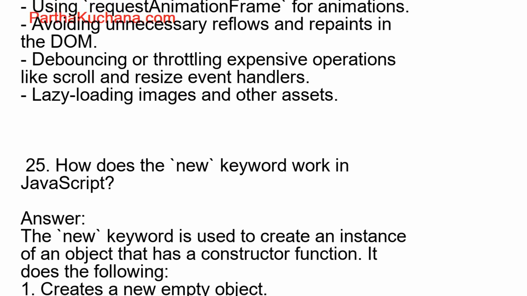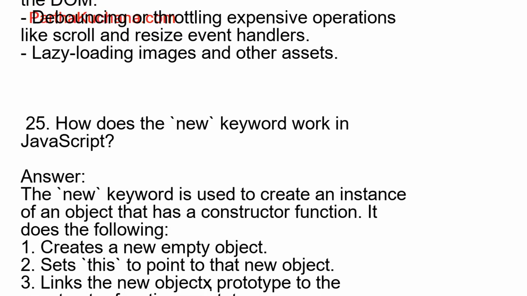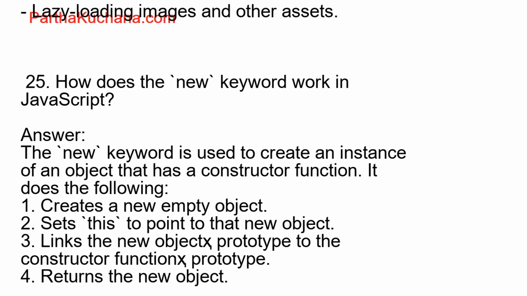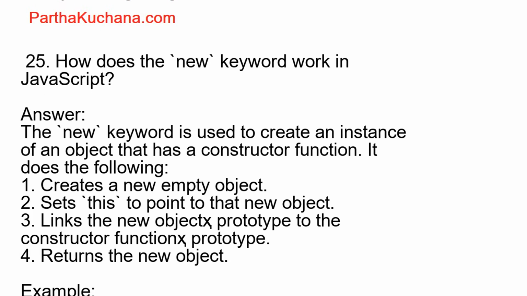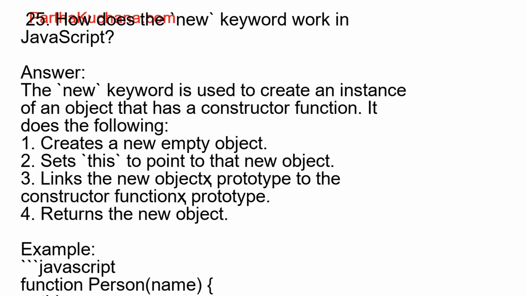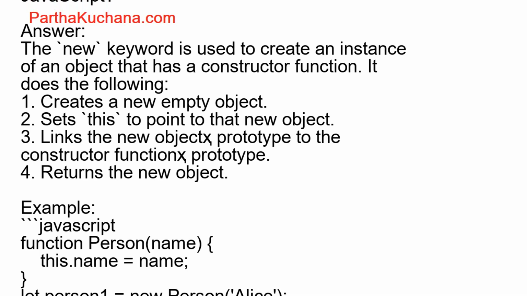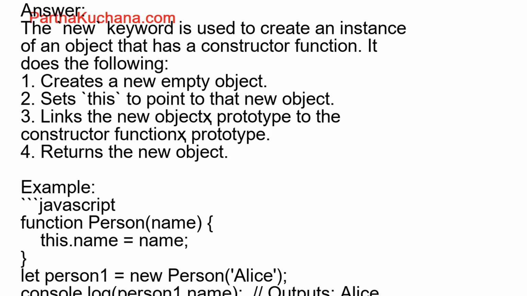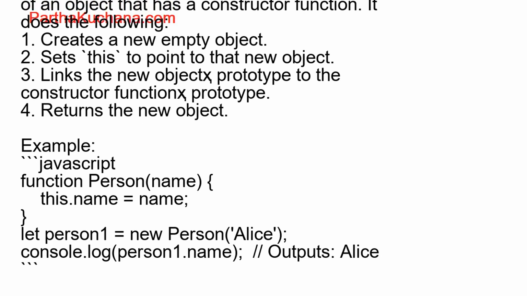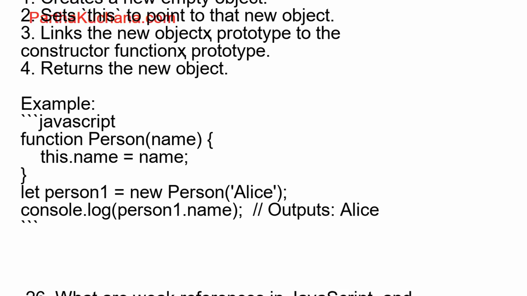A weak map is a collection of key/value pairs where keys must be objects and the values can be arbitrary. The key reference is weak, meaning it doesn't prevent the object from being garbage collected if there are no other references to it. Example, JavaScript. let obj = { name: 'Alice' }; let weakMap = new WeakMap(); weakMap.set(obj, 'info about Alice'); obj = null; // the object can be garbage collected.